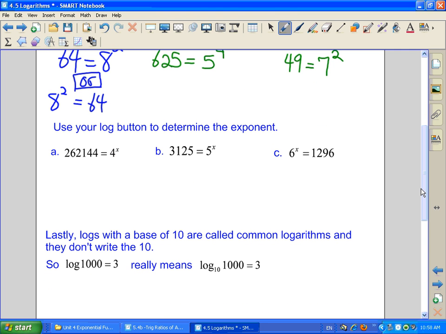Okay, we're almost done here, folks. Use your log button to determine the exponent. Again, look on your calculator. You have a log button.